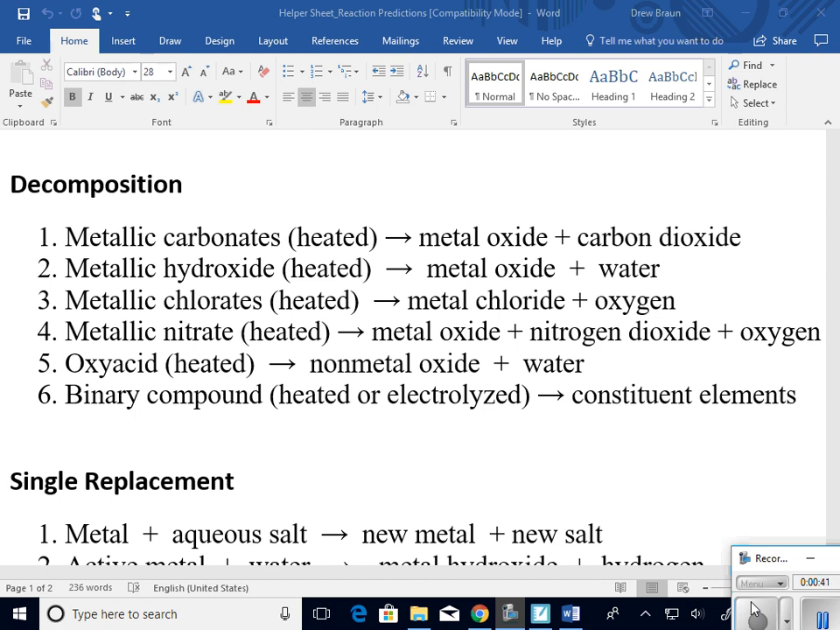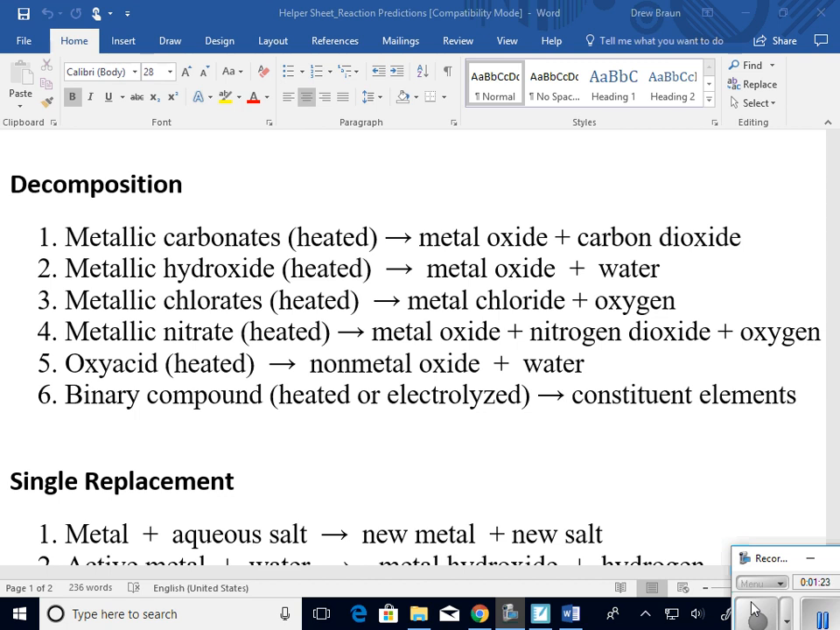Now, what I've done is I just printed off this help sheet. So I will get you a copy of this help sheet for you to put into your notes. But let's go over these first of all. And it's my opinion that decomposition is the toughest one because it requires the most memorization to understand what products are being formed during the decomposition.